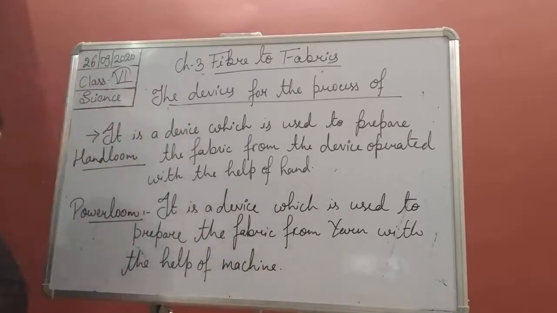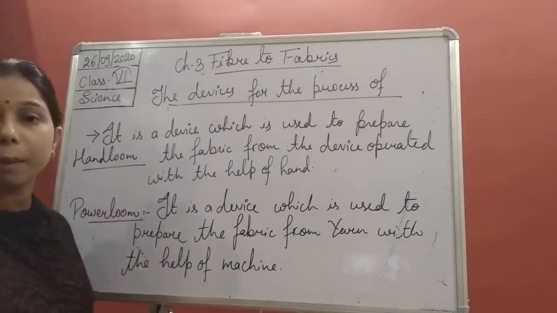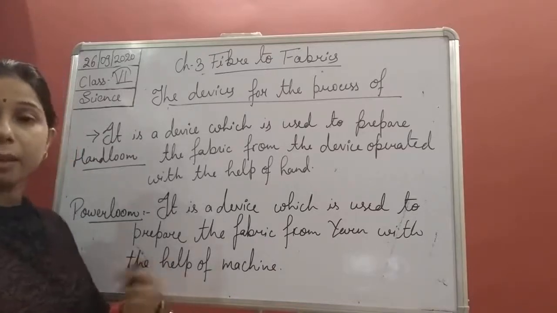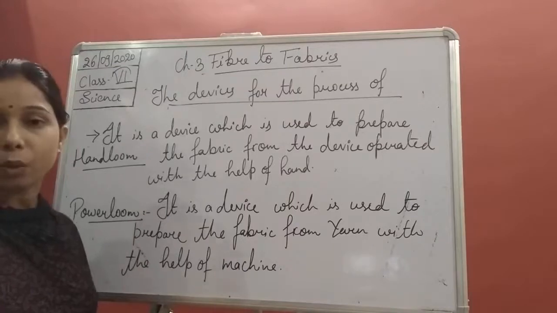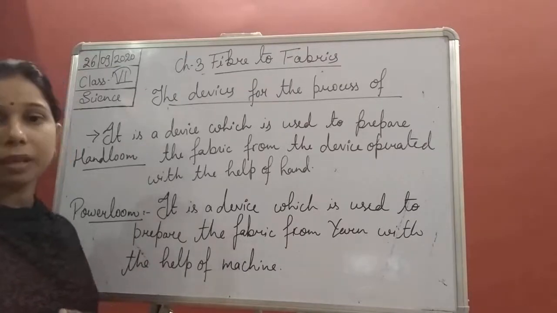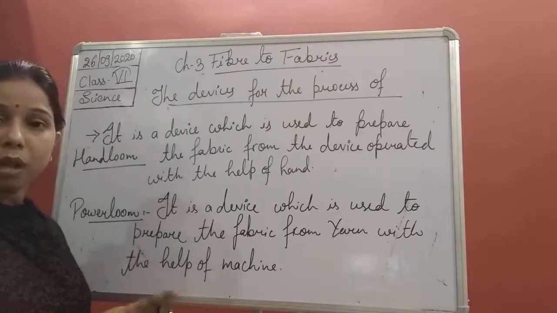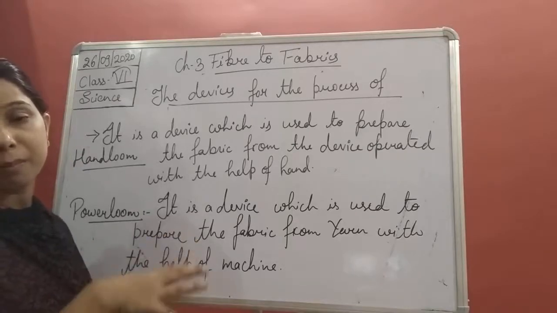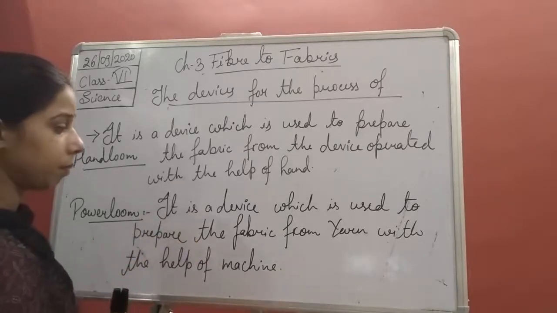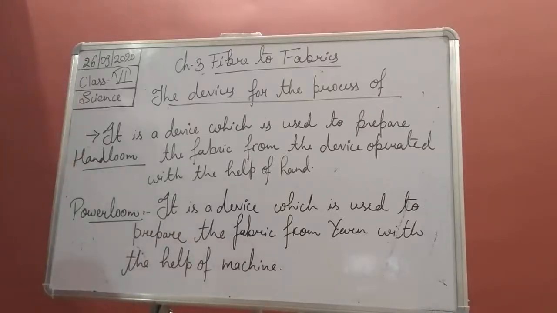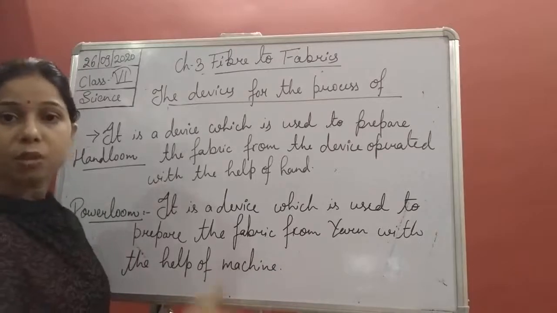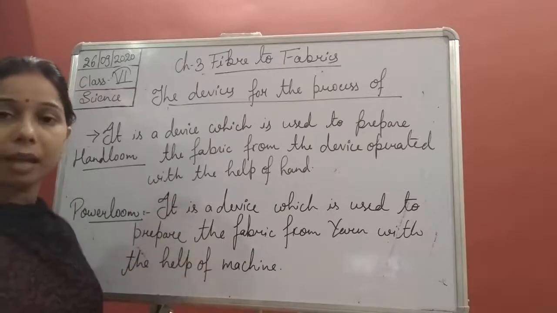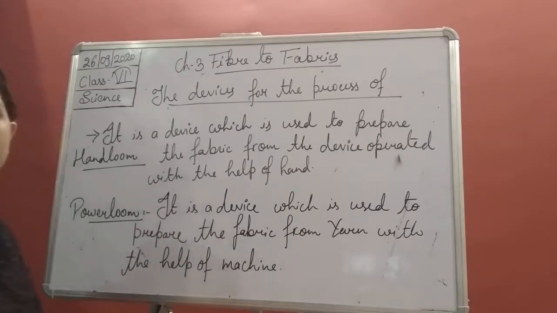The name power is given, students, because if we are talking about power, it means we are talking about the machine only. If it is operated with the help of the hand, it is a hand loom. So one is the power loom, the second is the hand loom. Both basically help in converting the yarn to fabric. So yarn to fabric, the first method is weaving, and weaving can be done with the help of the hand loom or the power loom.